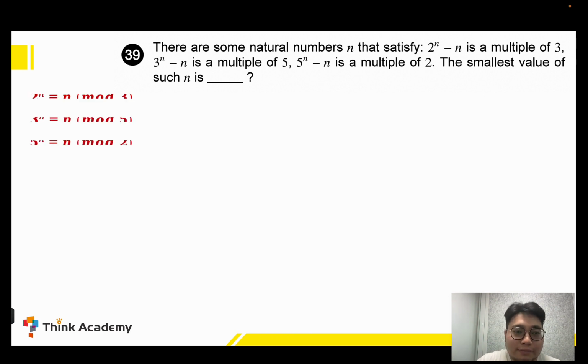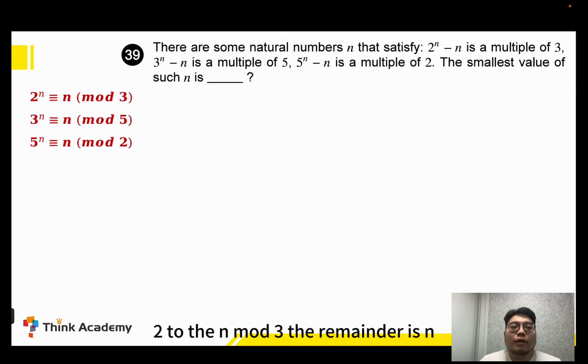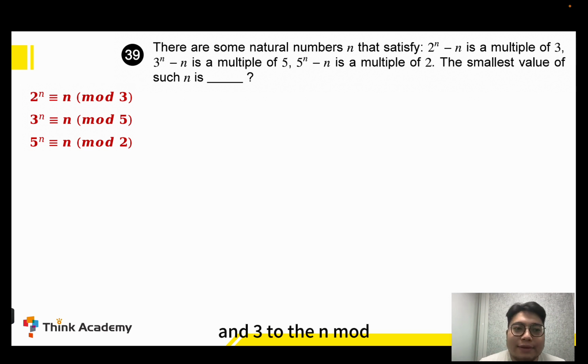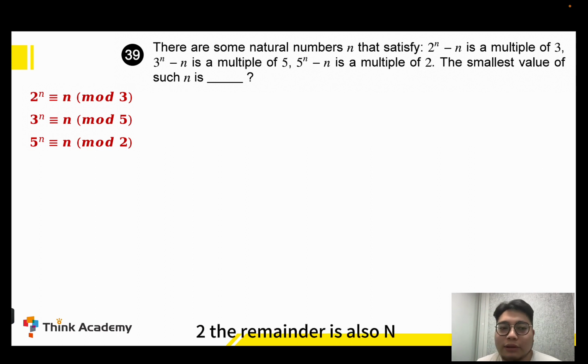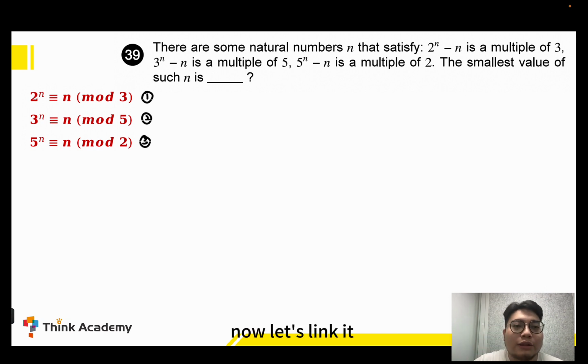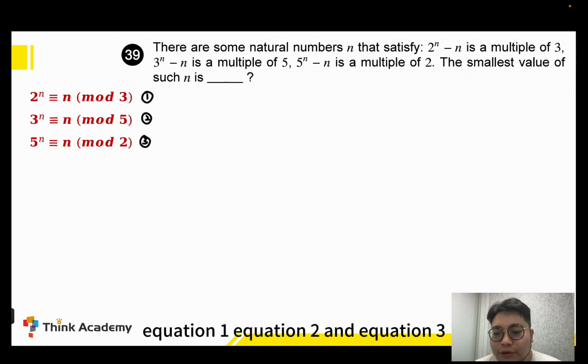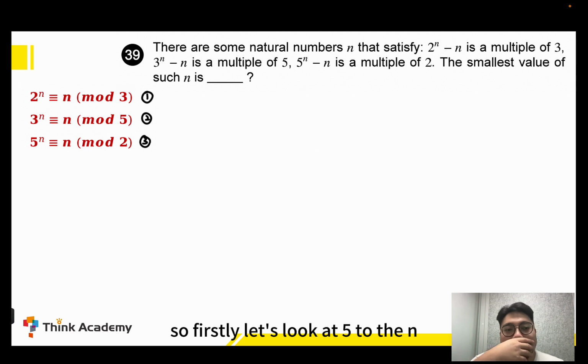It means 2 to the n mod 3, the remainder is n. And 3 to the n mod 5, the remainder is n. And also 5 to the n mod 2, the remainder is also n. Now let's name them equation 1, equation 2, and equation 3. So firstly, let's look at 5 to the n.